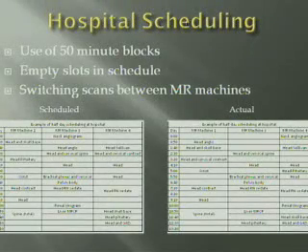So to start off my research, I looked at the actual hospital scheduling that was being done for MR machines at this time. And what I saw was the use of 50-minute blocks. No matter how long the scheduled procedure took, they only use 50-minute blocks, whether the average time for the scan took 30 minutes or whether it took 70 minutes. There are some rare cases where they would use 90-minute or 100-minute blocks.